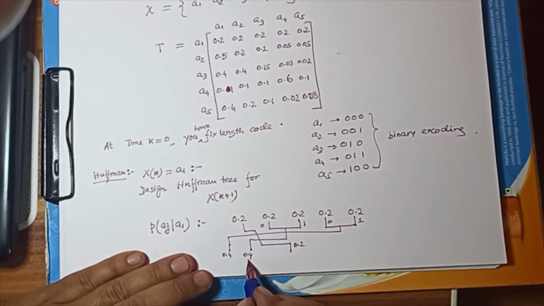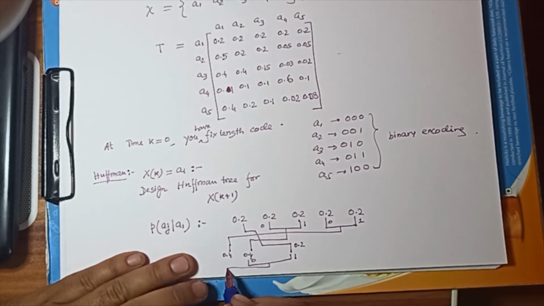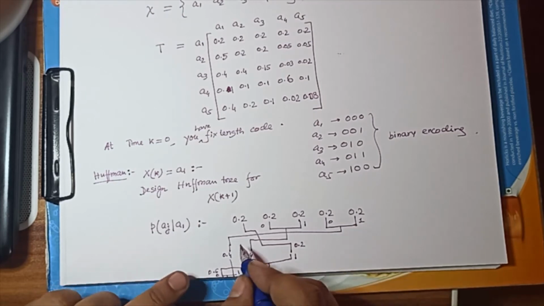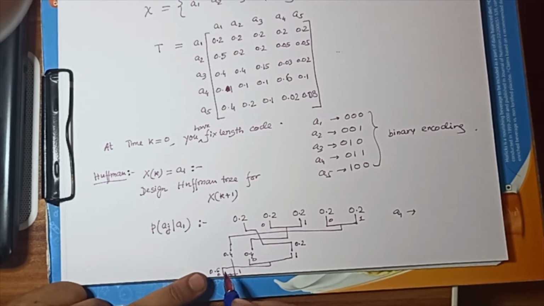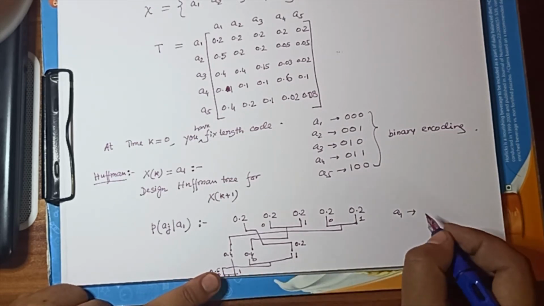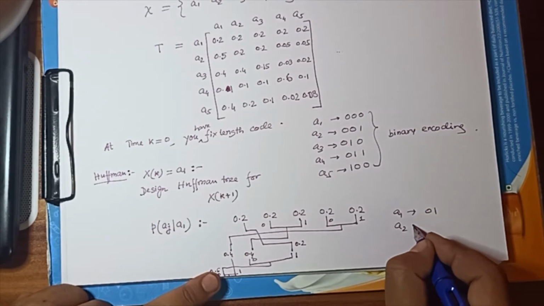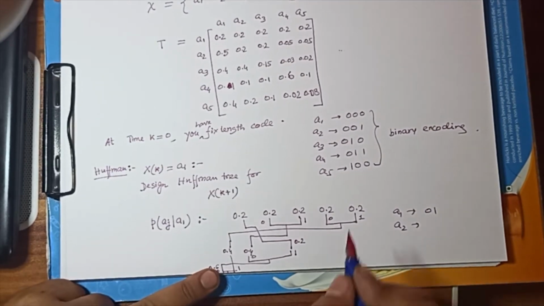Then you merge these two. This is, say, 1, this is 0, and it will have a probability of 0.6, and this is 0.4, and merge finally these two. So this is, say, 0 and this is 1. So I can see clearly that A1 will have the encode. A1 will have 0 1. A2 will have, you do it yourself, then only you will understand clearly.